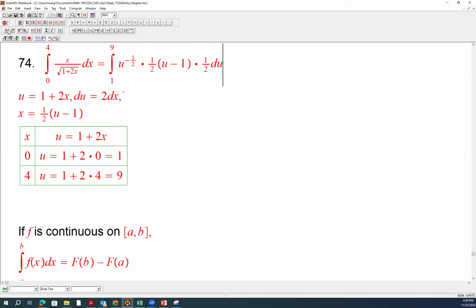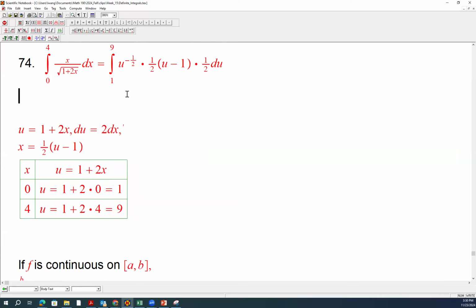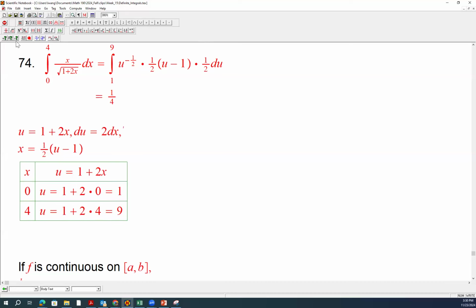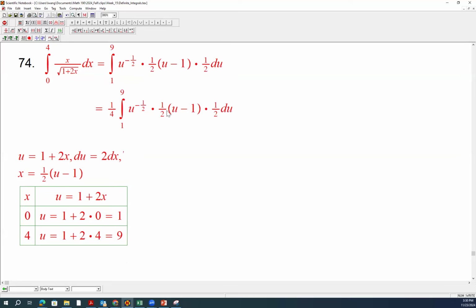Okay, so we have 1, 2, 3 substitution, but this time the substitution is a little bit more work. But I'm sure you can do it. Okay. All right. 1/2 times 1/2 is going to be a quarter, and we bring it outside. So we're really working on this piece. It's not that difficult, really.